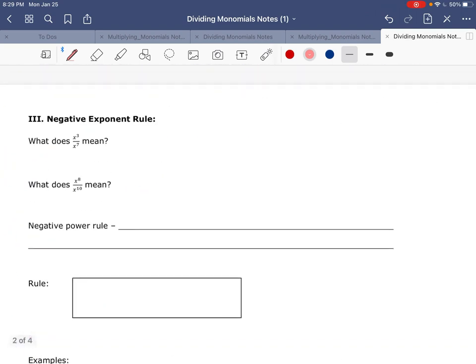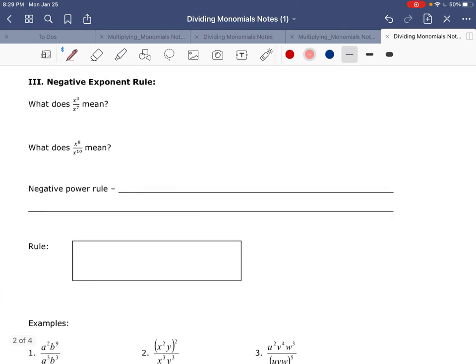All right, on to our last example. Negative exponent rule. X cubed over x to the 7th. Well, if we use our subtraction rule, I know that that would be x to the 3rd minus 7, which tells us that's x to the power of negative 4.